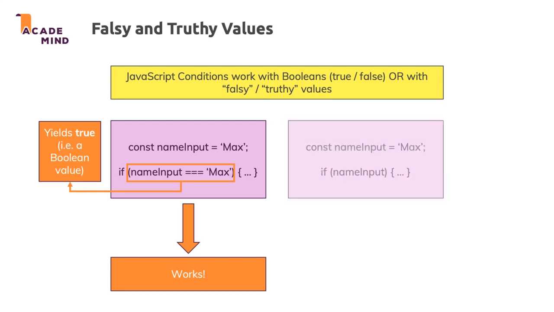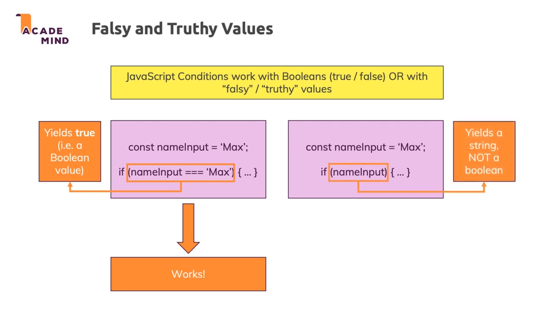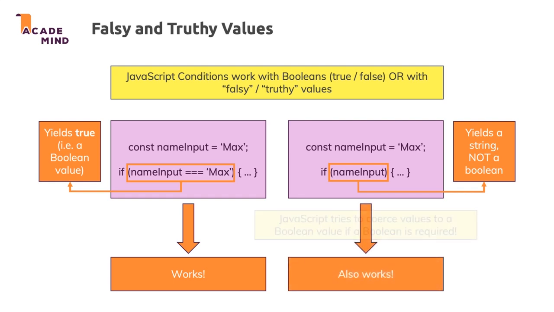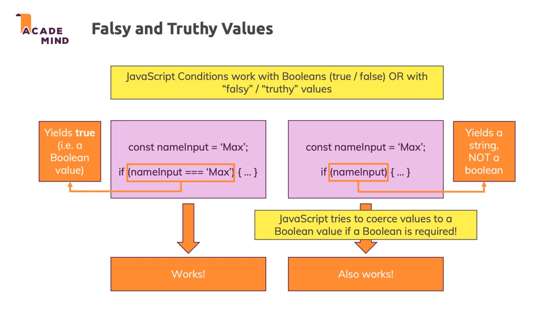Now consider this code snippet here. We again have name input which holds max, in this case hard-coded, but could be fetched from the input field on a web page. But now in the if condition, I don't compare name input to any concrete value, I just have if name input here. And this name input constant here, of course, holds a string, not a Boolean, right? We initialize it one line above it, so this holds a string, not a Boolean. And still this works. And this works because JavaScript tries to coerce values to a Boolean value if a Boolean is required, as it is the case in an if statement.